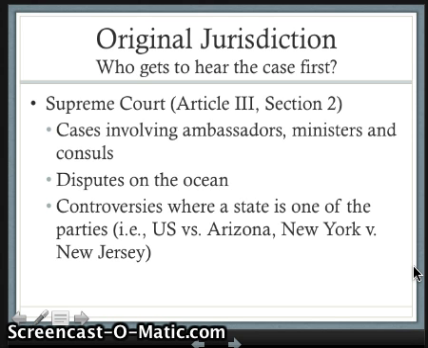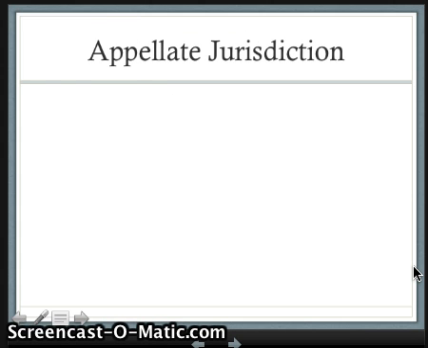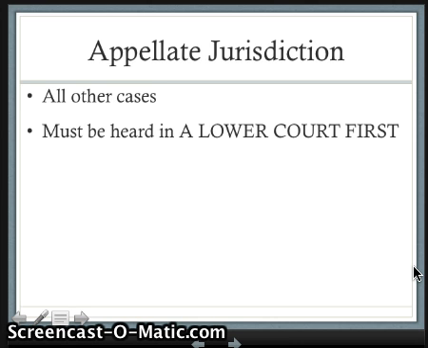It can hear cases on disputes in the ocean. And it can hear cases where controversies and where a state is one of the parties, like the United States versus Arizona or New York versus New Jersey. Those could all go directly to the Supreme Court if the Supreme Court wants to hear the case first. So as you can see, not very many options. Appellate jurisdiction is all the other cases that have to be heard in a lower court first. So they could never be heard first at the appellate court.